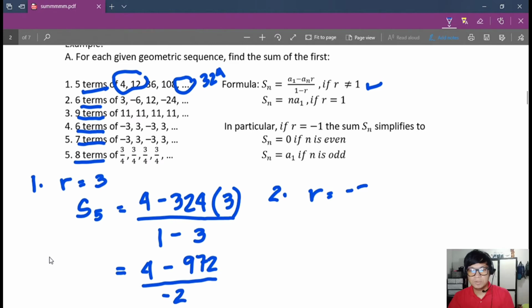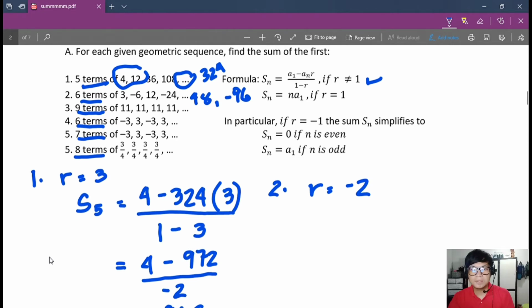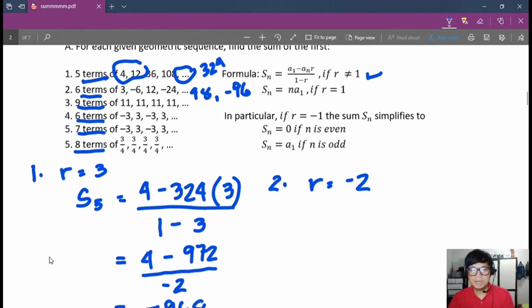What is the 6th term here? Negative 48, right? Then our 6th term is negative 96. Okay? 48, negative 96. So which formula will we use? Our common ratio is negative 2, so we will use the first one.